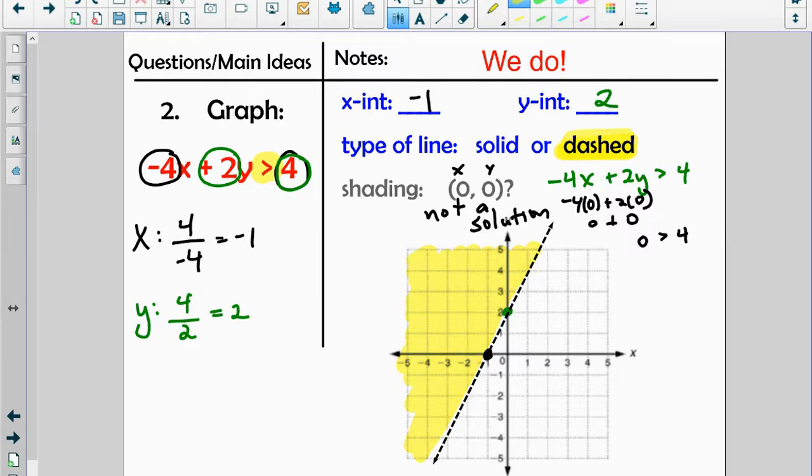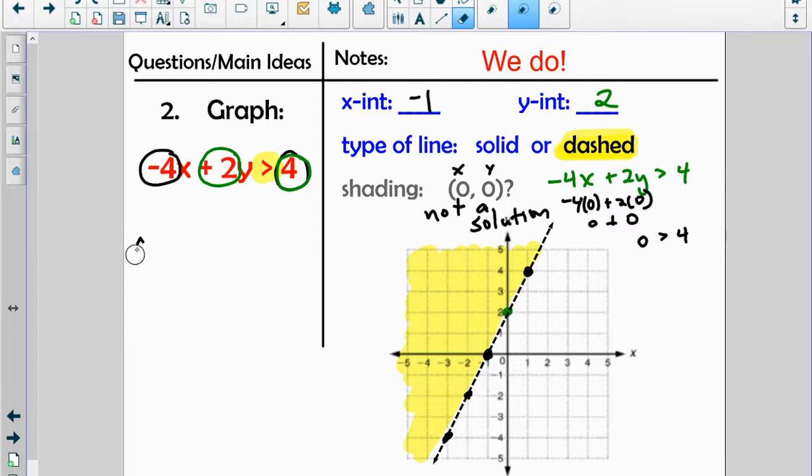Now, a quick check-in on this one. Because we drew a dashed boundary line, are the ordered pairs on the line solutions? No, they are not. When you have a dashed line, the points right on a dashed line are not solutions. If we were to check any of those ordered pairs that are on the boundary line, you're just going to get an inequality with the same number on both sides.